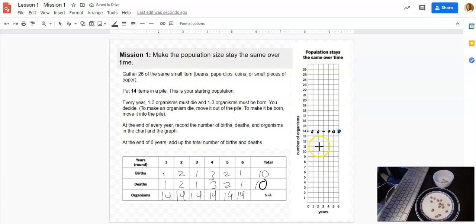Now what I want to do is connect the dots. So starting at year 0, I'm going to connect all of the dots through here. And you'll see that that makes a pretty straight line. That's what we're looking for, because remember our goal here was to have the population stay the same over time. I'm done with this one, so I'm going to go to mission 2.